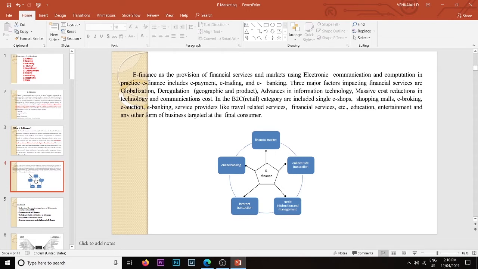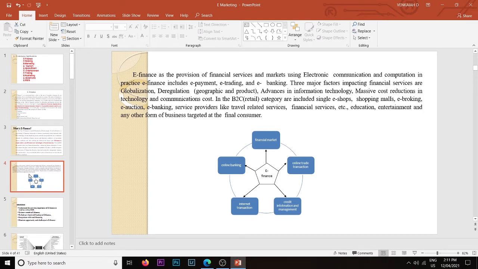These three major factors are impacting financial services: globalization, deregulation, and advances in information technology. Because of globalization and deregulation of government, the number of activities increased. To tackle the increased activities, computers were introduced in offices as well as banking. That's why electronic banking emerged.